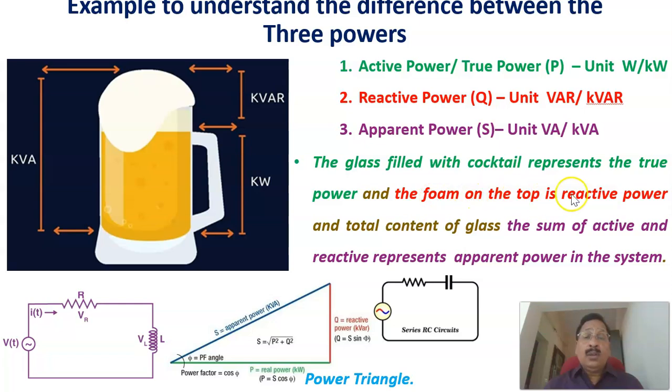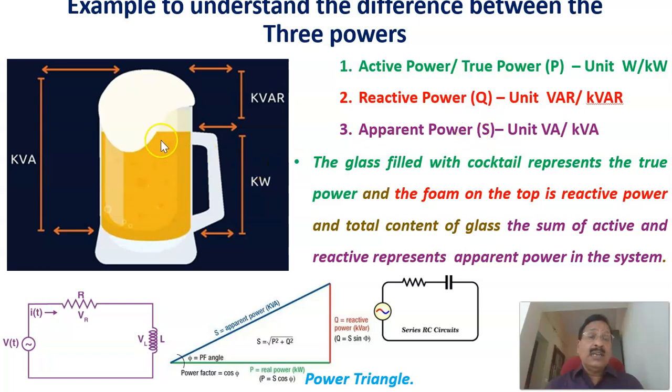And the foam on top, formed above the cocktail, is analogous to reactive power, that is kVAR, kilovolt-ampere reactive. And the total content of the glass, the sum of the cocktail plus the foam, forms the total size of the glass. That represents the apparent power, kilovolt-amperes. This is analogous to the three powers: active power, reactive power, and apparent power.